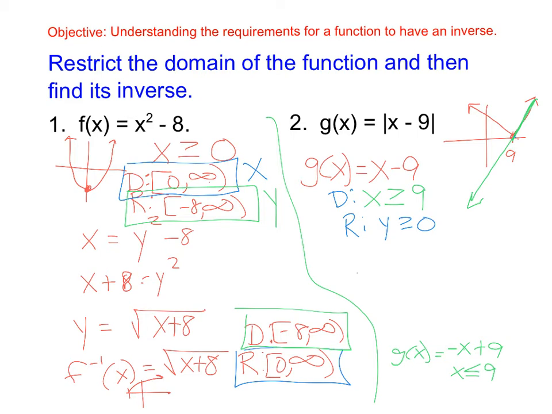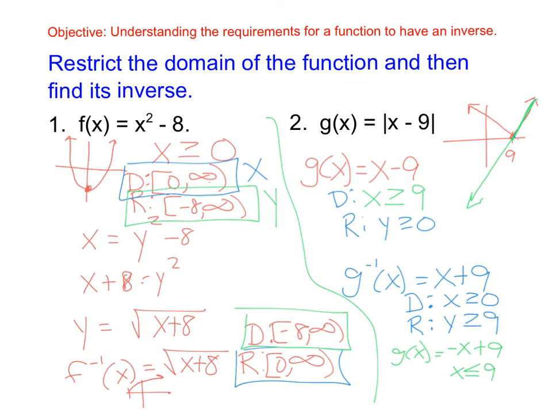Okay, so g minus 1 of x, if I solve that, is x plus 9. And now the domain is going to be x is greater than or equal to 0. The range, y is greater than or equal to 9. Right? So they end up switching.